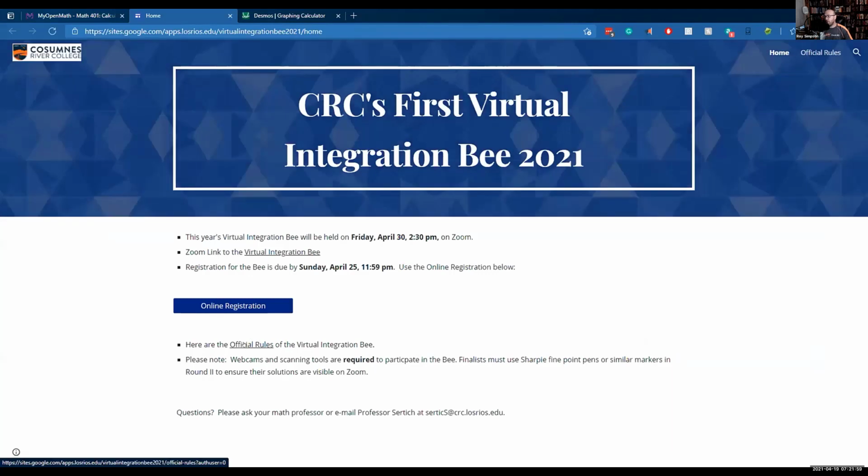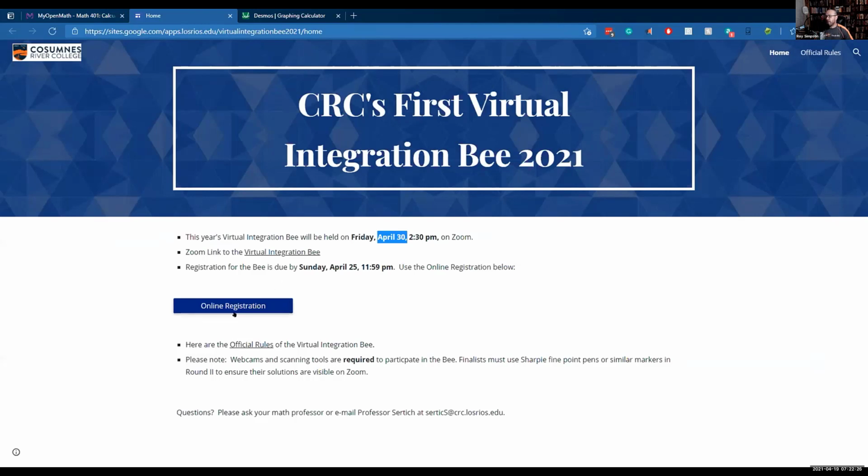One of the main things, obviously, is that the B itself occurs on Friday, April 30th at 2:30 p.m. on Zoom. The Zoom link to the Integration B is provided right there. And then registration for the B, which is free, you just sign up for the B, is due by this upcoming Sunday. So a week basically from today.